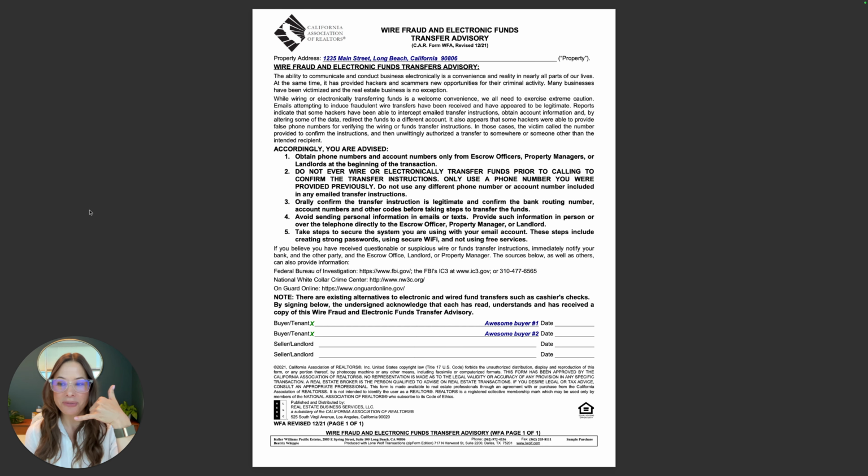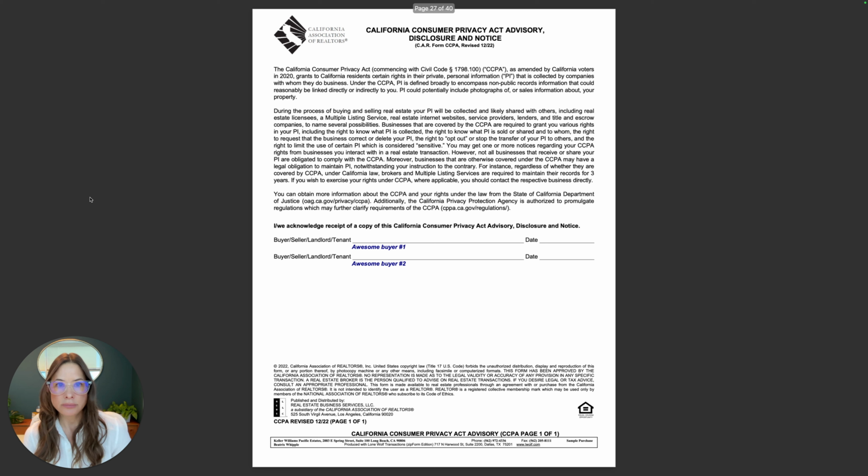This is how we hold phones. Call them to get the wiring instructions in totality, so that you have a human telling you, hey, this is the right number, so you know it's not some fraudulent wire instructions that were sent to you via hacked email. Consumer Act. This just tells you that your information's not sold. It's just to make sure that they have the right parties on file.